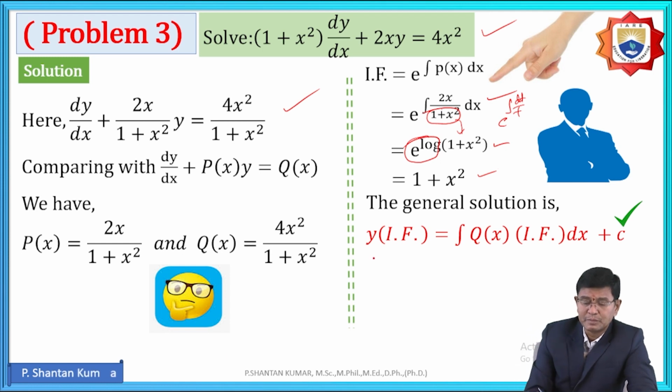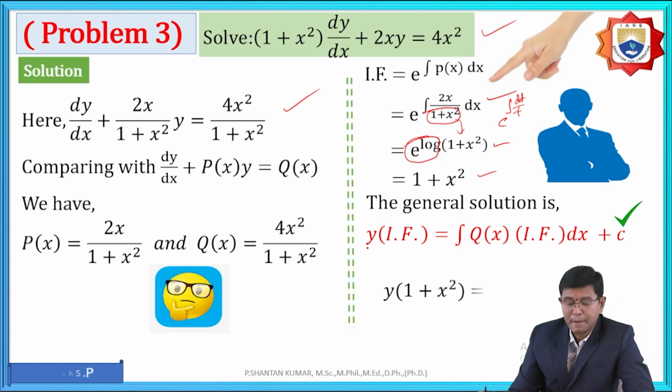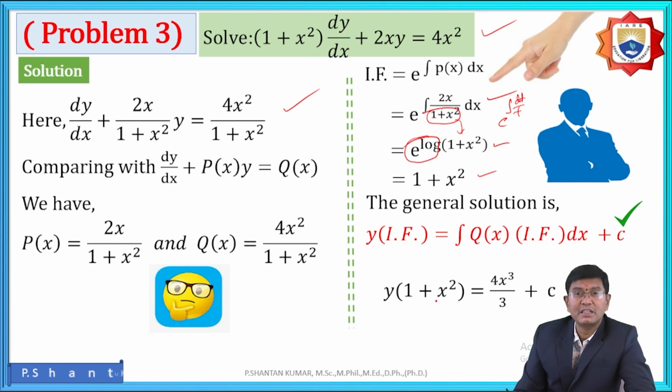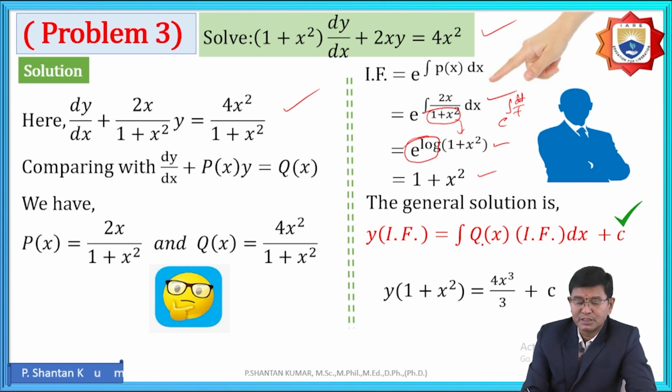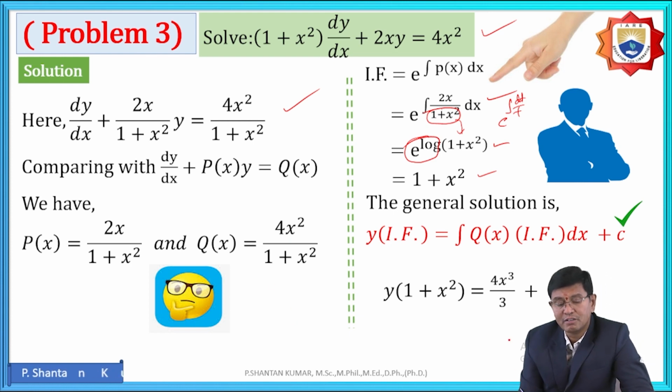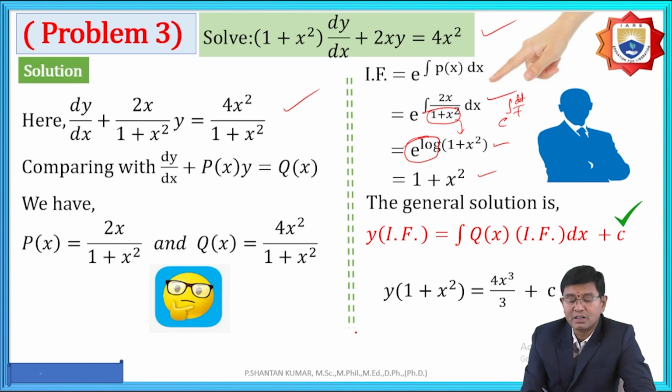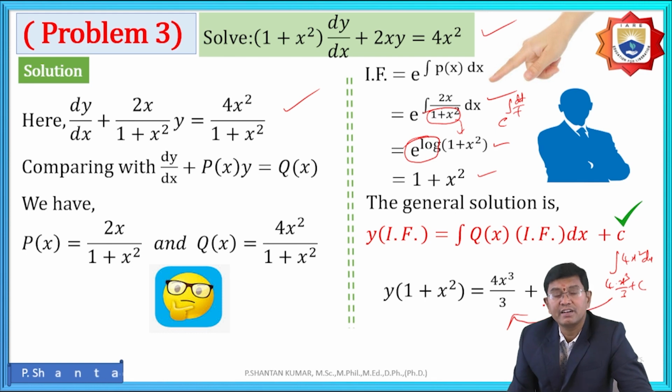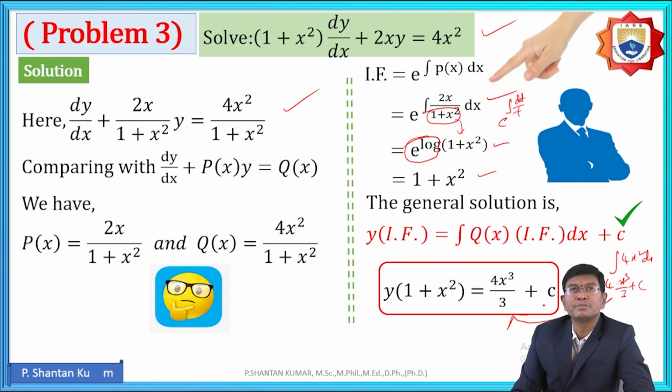And here y is y as it is. The integrating factor is 1 by 1 plus x square, and it is equal to q of x. The integration of q of x is nothing but, here q of x is 4x square by 1 plus x square, and the integrating factor is 1 plus x square. Here 1 plus x square and 1 plus x square both are cancelled. The integration of 4x square into dx is nothing but 4 into x cube by 3 plus c is the solution. That is the required solution of the given differential equation.